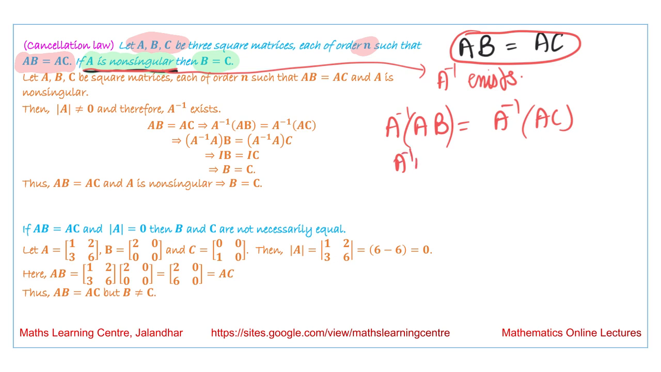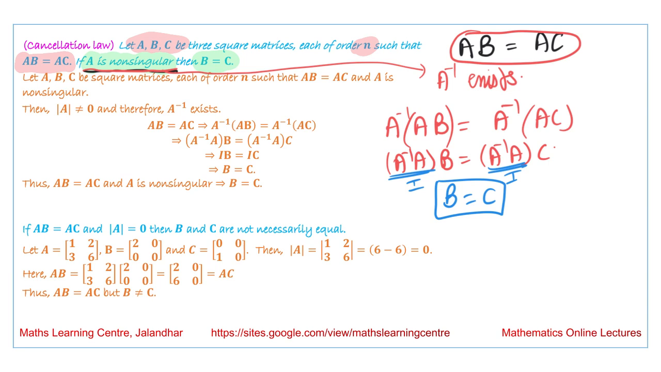We can write it is equal to A inverse A into B, that is equal to A inverse A into C. So this is basically the identity matrix. A inverse into A is I, I into B is B, and this is C. So what we obtain is that B is equal to C. But if A inverse does not exist, it means determinant of A is equal to 0, then A inverse does not exist, then we cannot multiply it over here. So in this case, when determinant of A is equal to 0, it is not necessary that B is equal to C.